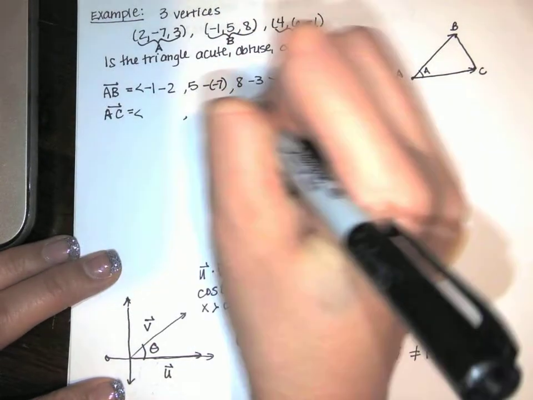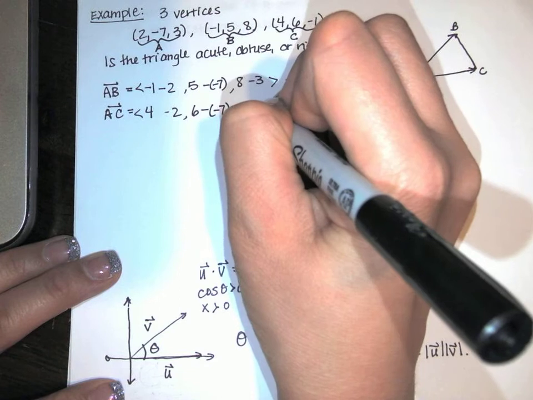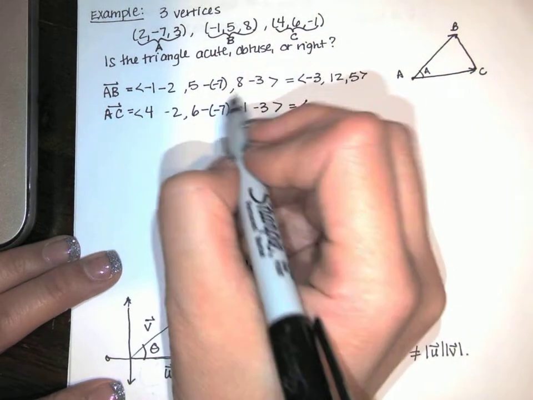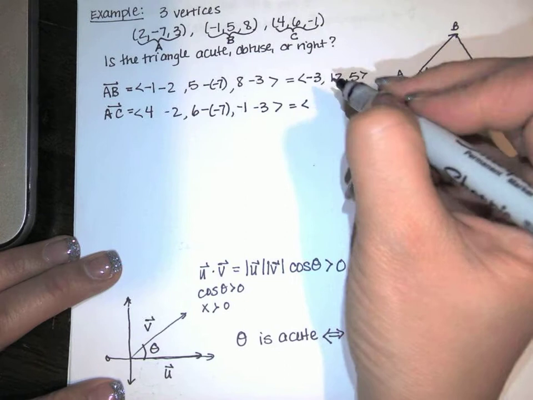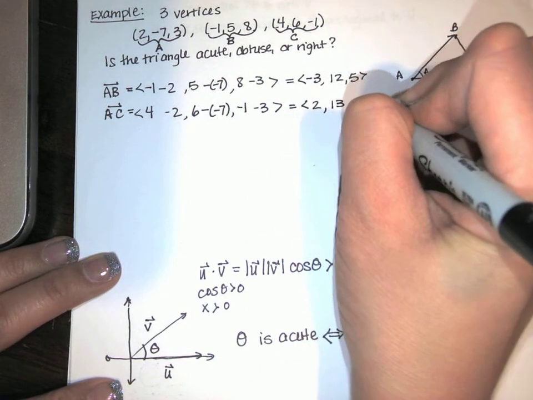So I start with my terminal point, 4, 6, -1, and subtract the coordinates of my initial point, -2, -7, and 3. So I'm subtracting 2, subtracting -7, and subtracting 3. So I get 2, 13, and -4.